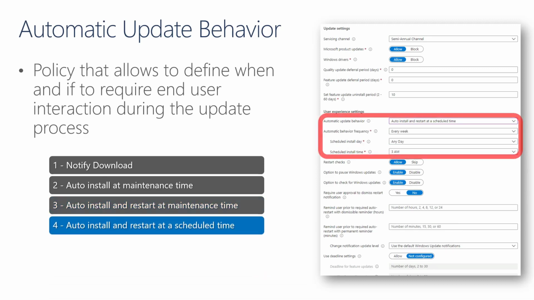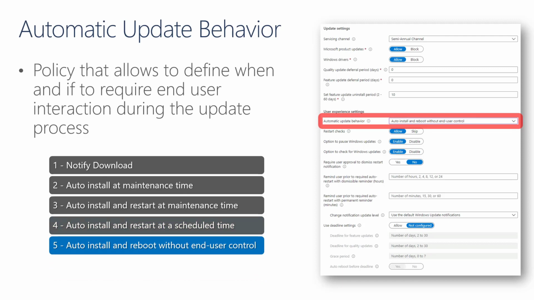The fourth option is to auto-install and restart at a scheduled time. With this policy, we can specify a week, a day, and a time when the update should occur. But note that if the client cannot install during this scheduled time, for example, you may have battery dependencies or simply the device is turned off, then we will have to wait until the next scheduled time, potentially impacting significantly on the velocity.